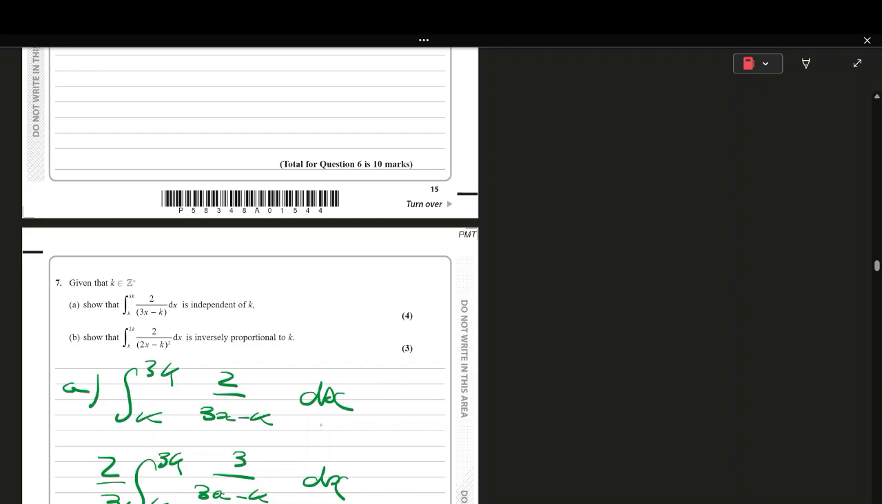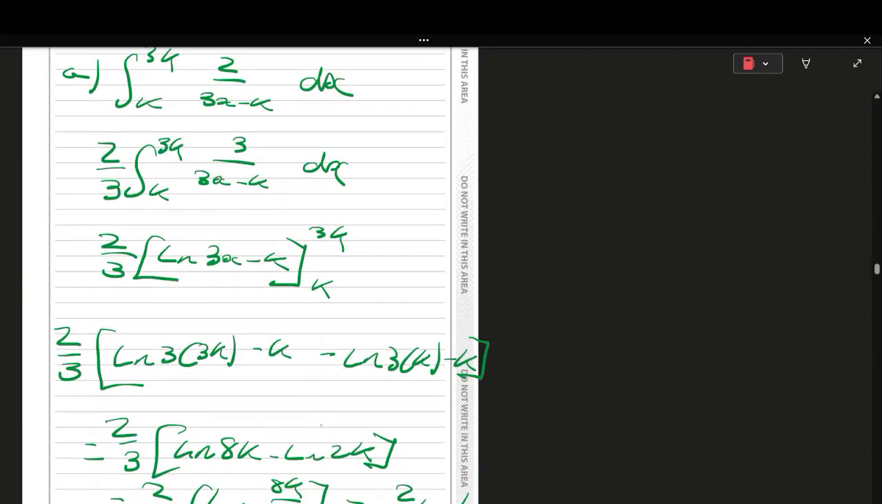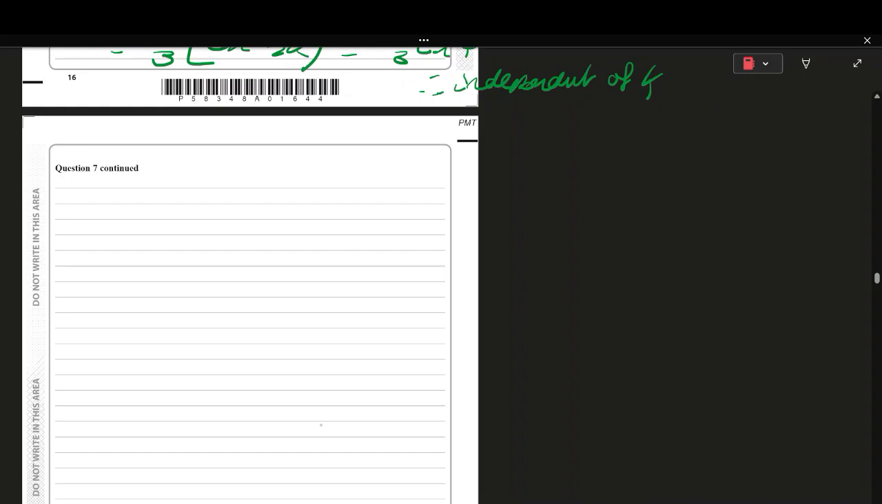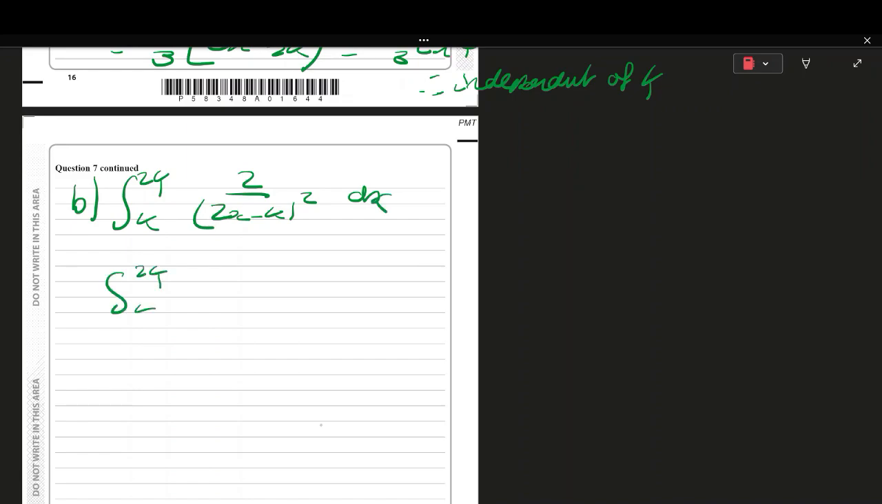Show that the integral with limits 2k and k of 2 over (2x minus k) squared dx is inversely proportional to k. So the integral from k to 2k of 2 over (2x minus k) all squared dx. So this can be written as 2 times (2x minus k) to the negative 2 dx.